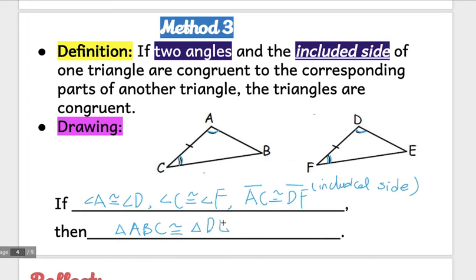So D, E, F. Now, since we're talking about angle, side, and angle, some students probably already figured out this is angle, side, angle. That's why this method is called angle, side, angle, or ASA. Very straightforward, right? Okay, so that's the first method I'm going to introduce today. We are going to introduce another method in the next video. See you soon, everyone.